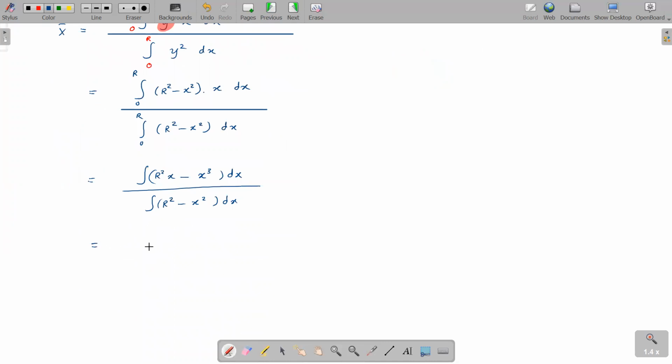All right, so let's integrate. This is r squared times x; the integration is x squared over 2, right, guys? And minus x cubed, whose integration is x to the power 4 over 4, right, guys? Your integration limits are from 0 to r. That's the numerator. The denominator is going to be r squared x minus, because r squared is a constant, so you integrate 1 and that gives you x. The integration of x squared is x cubed over 3, and your limits are from 0 to r.